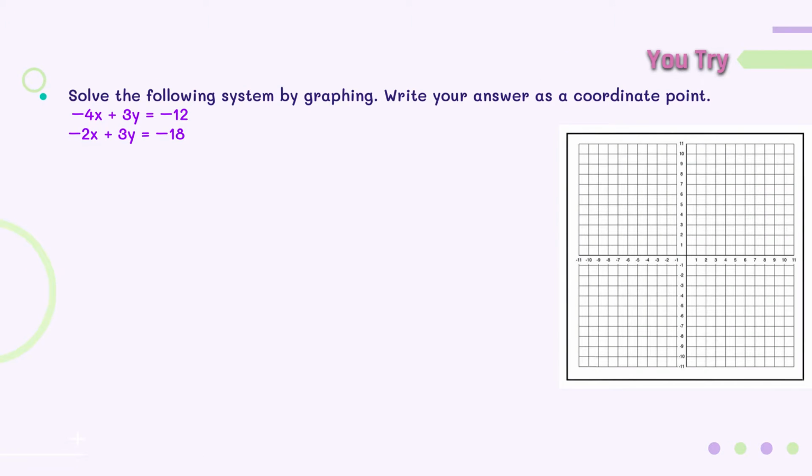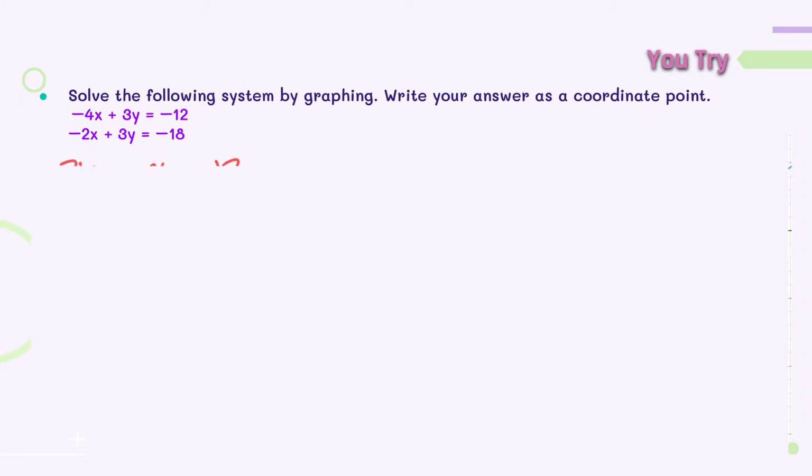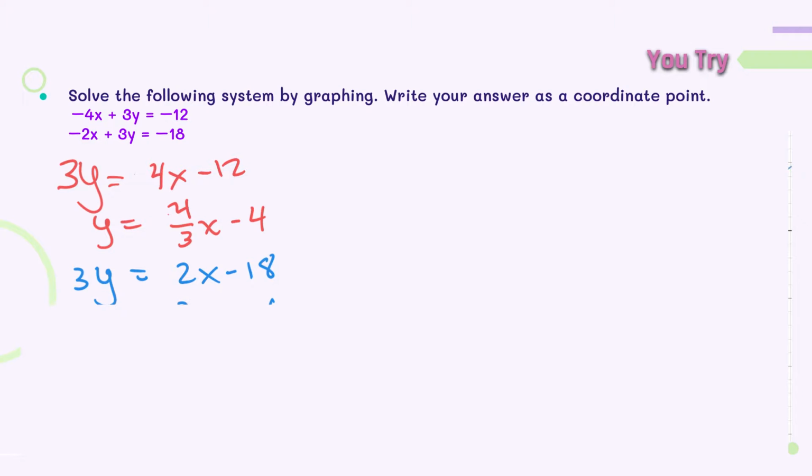Here's one where you try. Solve the following system by graphing. Write your answer as a coordinate point. For this, step 1 would be to rewrite the equations into slope-intercept form. The top equation rearranges into y equals 4/3 x minus 4. The bottom equation rearranges to y equals 2/3 x minus 6.